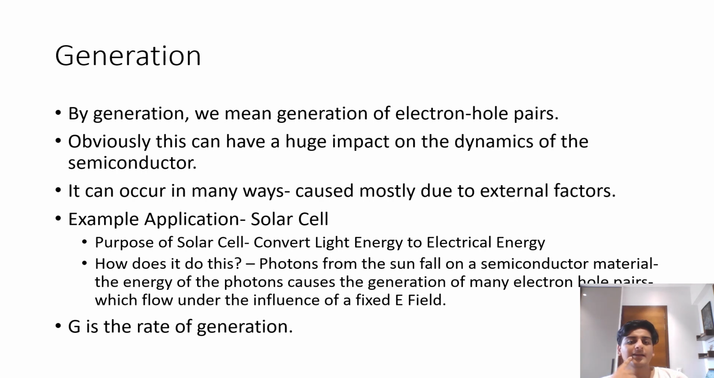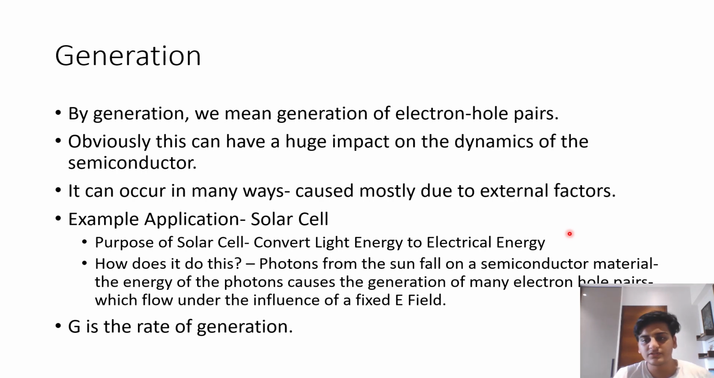I'll give you an example application, which is a solar cell, which works on this phenomenon of generation. Now, what is the purpose of a solar cell, right? The purpose of a solar cell is that we want to convert the light energy from the sun into electrical energy to power our motors or generators or anything in general, right? So that's the purpose of a solar cell. Now, how does the solar cell actually go ahead and do this?